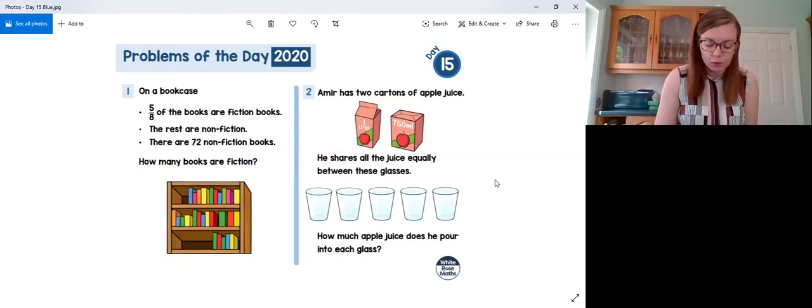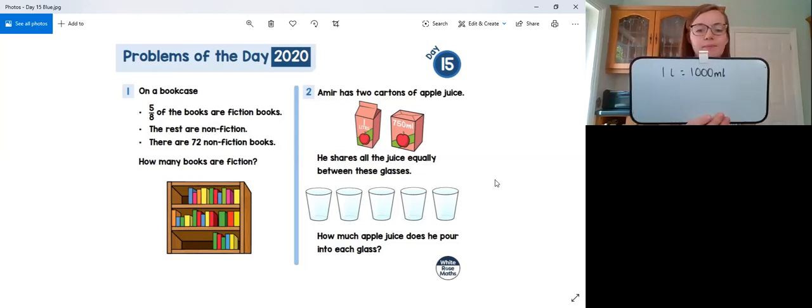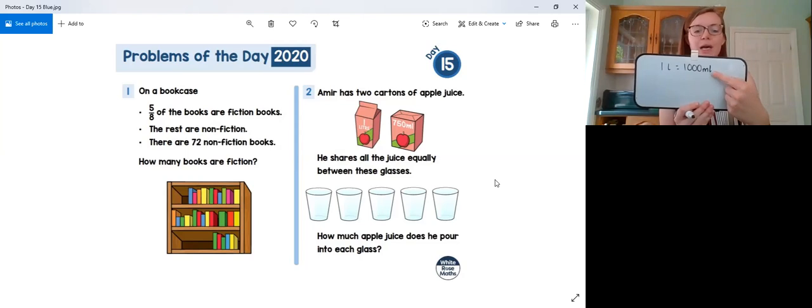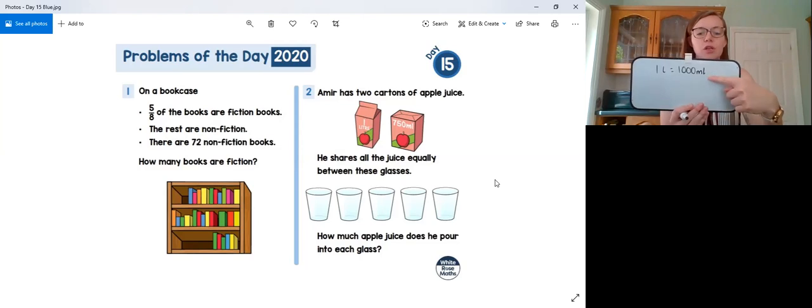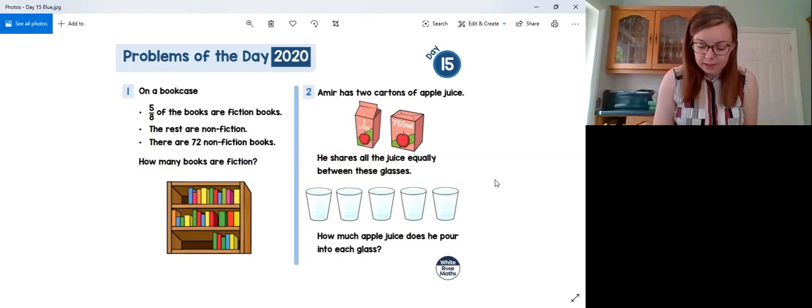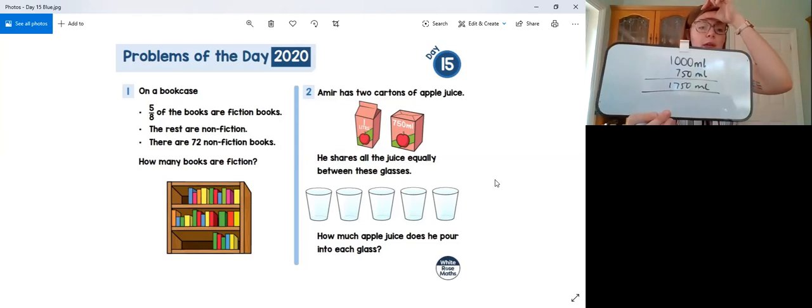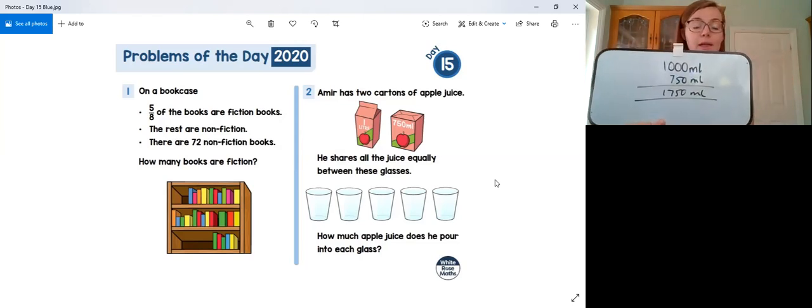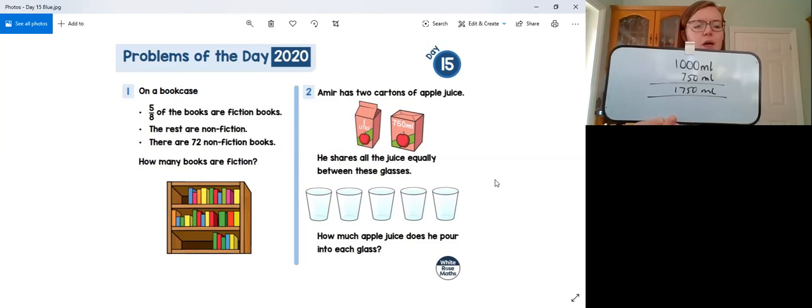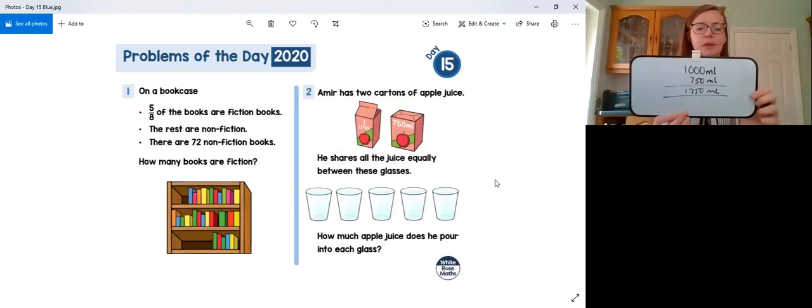1 litre equals 1,000 millilitres. So if we want to use our millilitres, that litre is equal to 1,000. So we have 1,000 millilitres and we have 750 millilitres. So if we add those up, we realise that Amir starts with 1,750 millilitres. Can anyone tell me what that would be in litres?